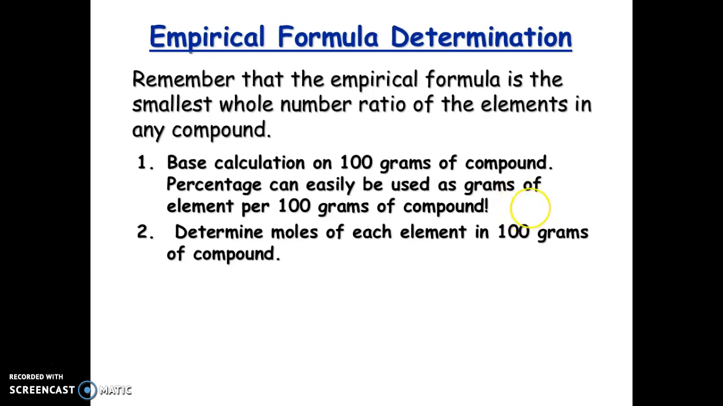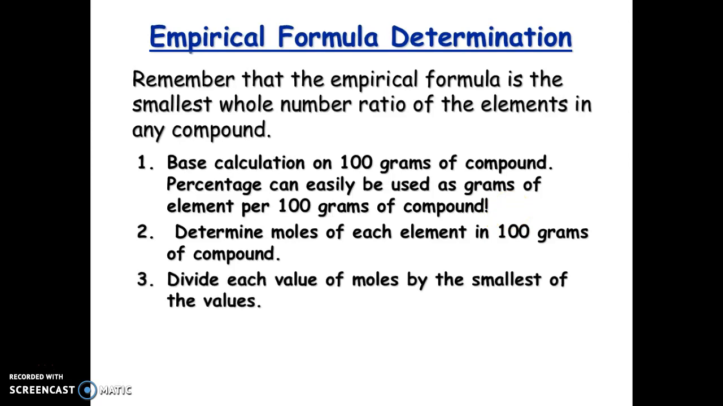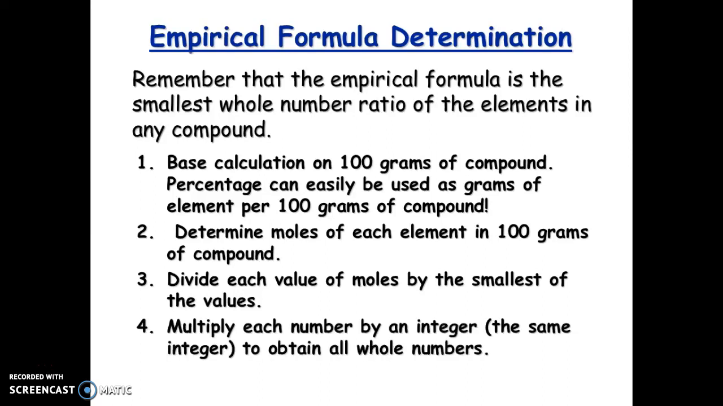Again, if it's based on 100 grams, it's easy to go from percent composition to empirical formula. Once you know how many moles of each element you have, you're going to divide each value of moles by the smallest number, because you want a mole ratio. You don't want a mass ratio, you want a mole ratio to write your empirical formula. So you're going to divide all those moles by the smallest one. And then if you have to, you may not have to do this step, but if you have to, you're going to multiply each number by an integer so that you get all whole numbers.